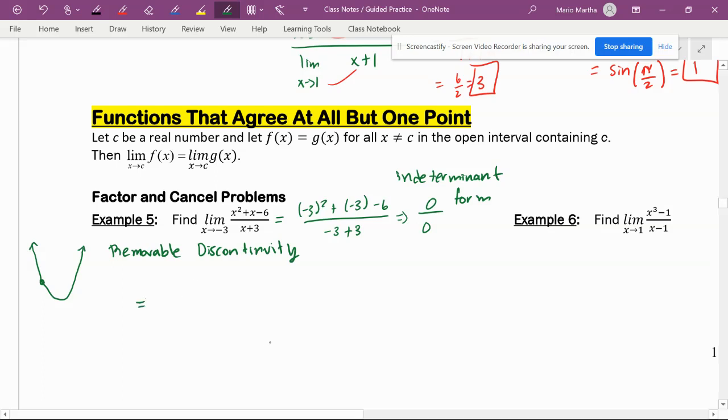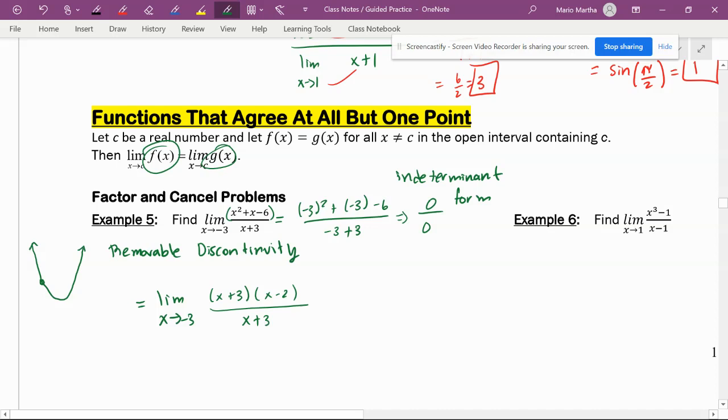Here, we have to determine the other way, right? We want to find a function that approaches the same value and still has a limit. If you notice, we can factor the numerator. If you remember how to factor, use the big X. What two numbers multiply to get -6 and add to get +1? That would be (x plus 3)(x minus 2) divided by (x plus 3).